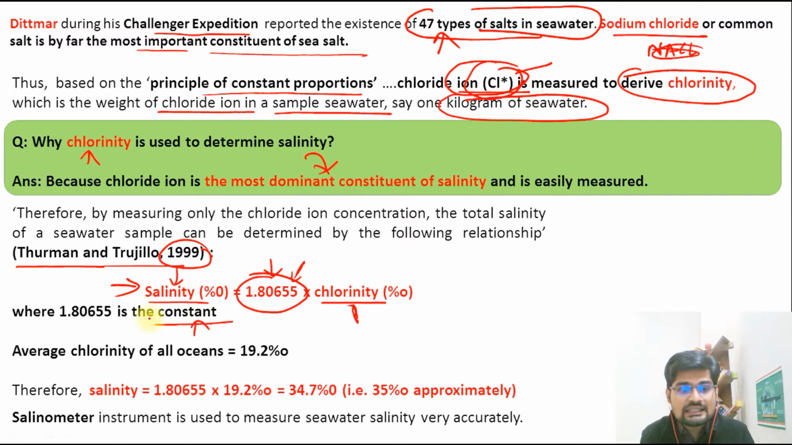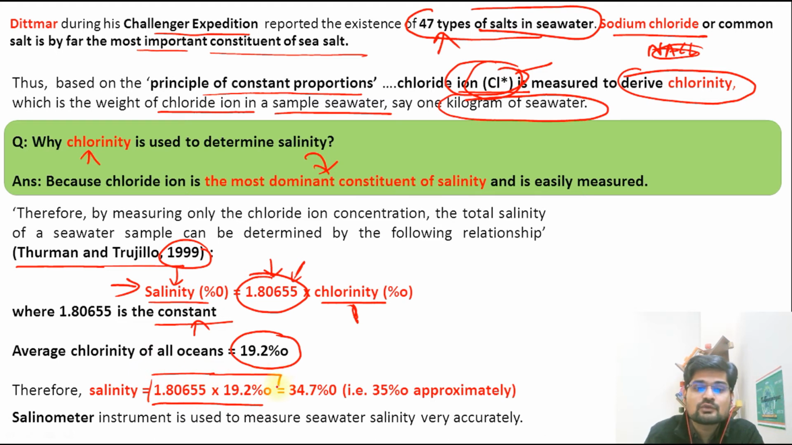This is a quantitative technique that was devised. So the average chlorinity, if you observe, of all oceans is 19.2 ppt, that is parts per thousand, right? So what is the formula? If you put this into this formula of salinity calculation, it is 1.80655 into 19.2, it becomes 34.7. That is the rough approximation. Remember, we learnt about the average value of salinity across oceans. It's about 35 ppt. So that is where it is coming from. So chlorinity and salinity are linked together.